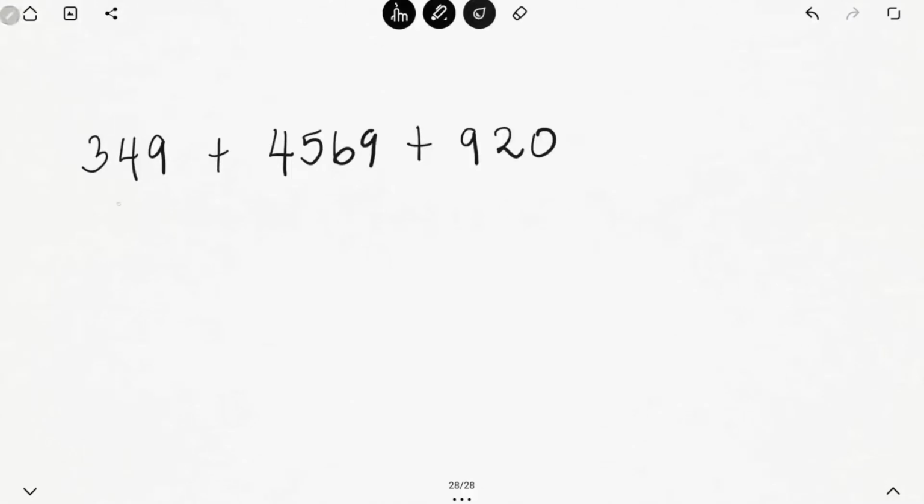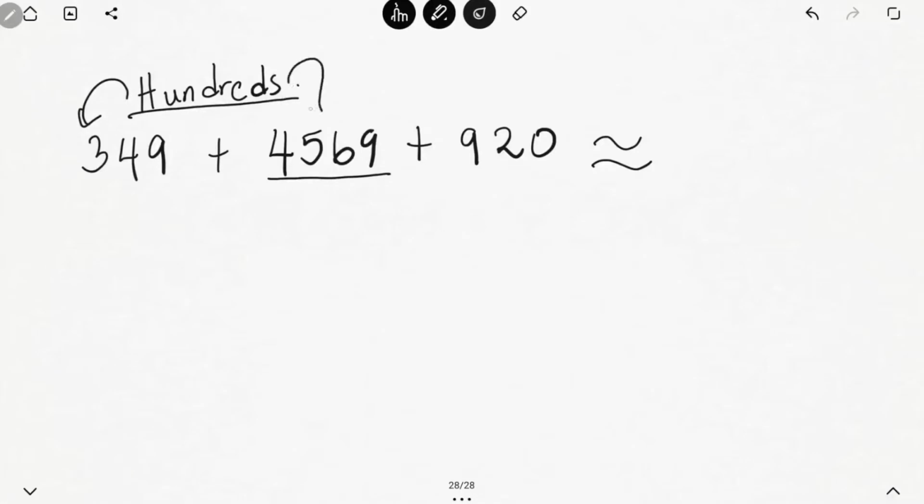Again, this is 349 plus 4,569 plus 920. Again, remember the rule. If you're rounding to the nearest hundreds, you have to stick to the nearest hundreds. Because this is a 4-digit number does not mean that you round it to the nearest thousand. You stick to the nearest hundreds to get a better estimate. It's not that you can't round to the nearest thousand, but sticking to the nearest hundreds with all three of these numbers will give you a better estimate of the answer.